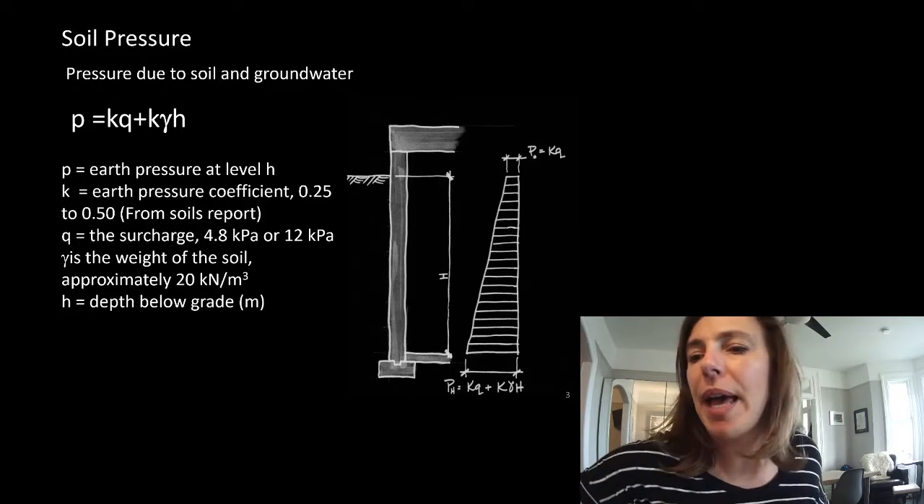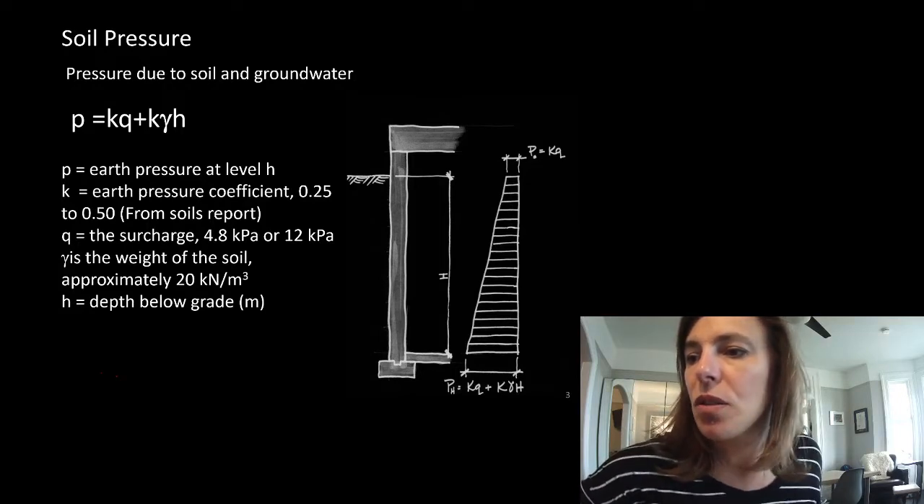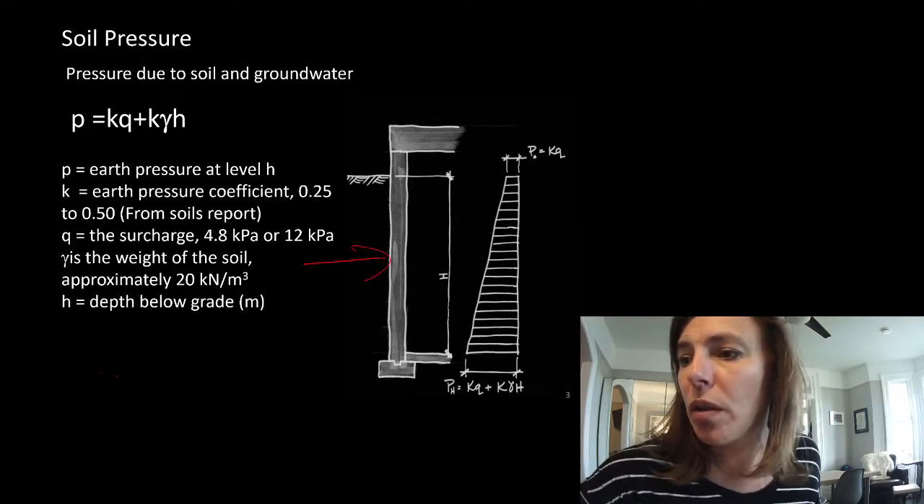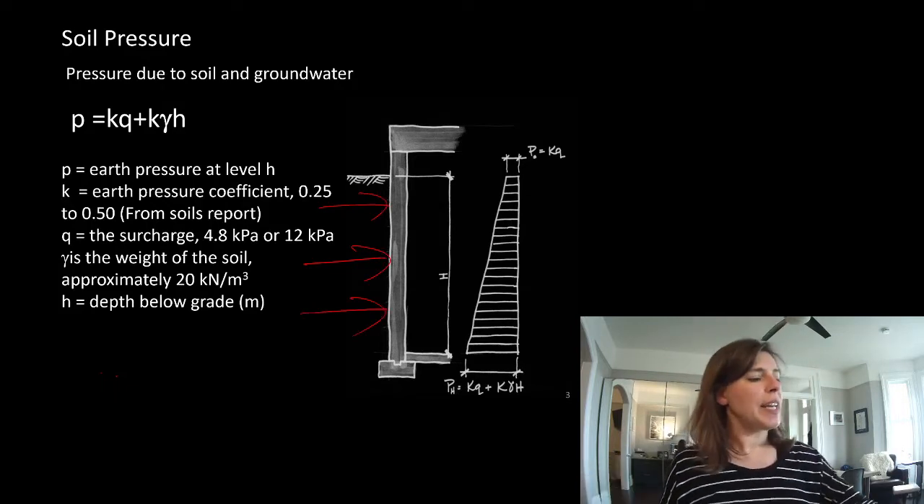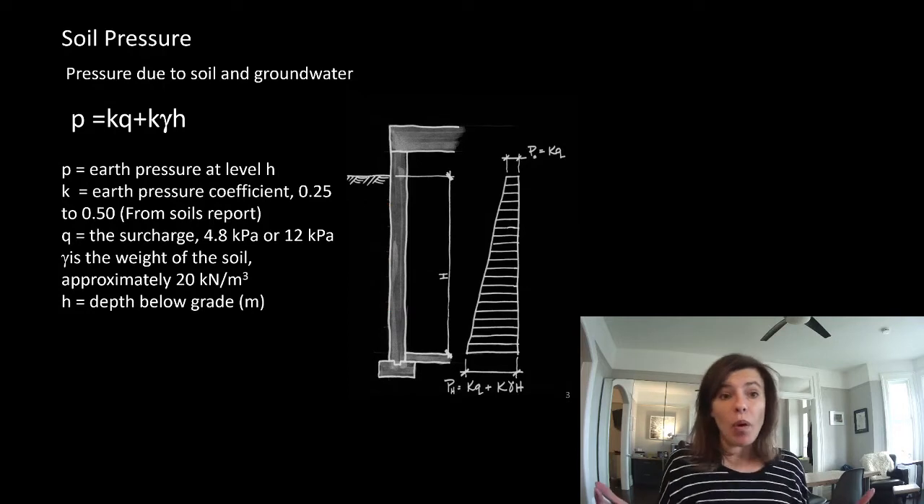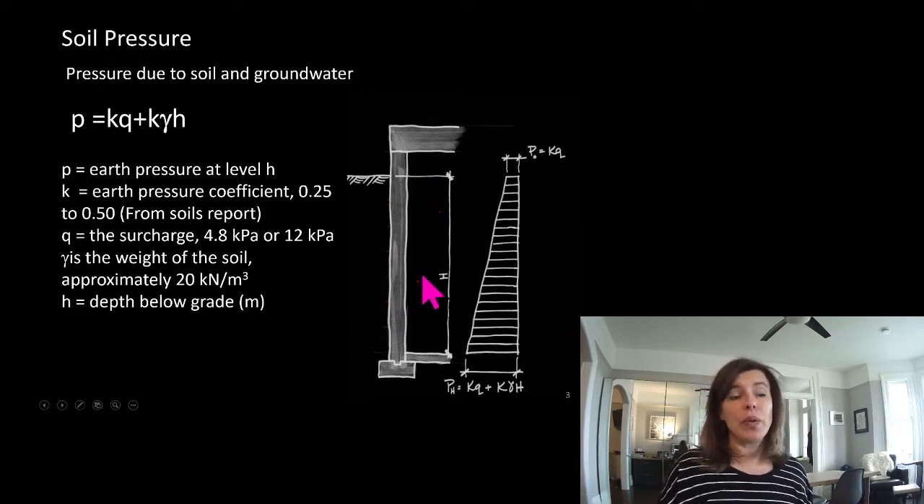Let me get my pen working here. So all of this soil wants to push in that way, and we want to make it not do that. And so we build this concrete wall to resist it. So there's two parts to it.